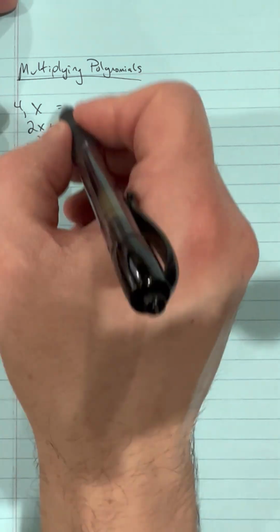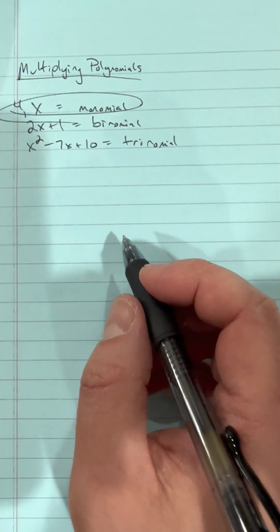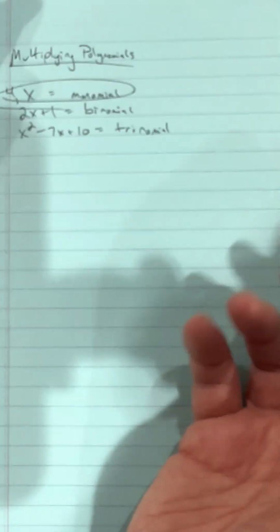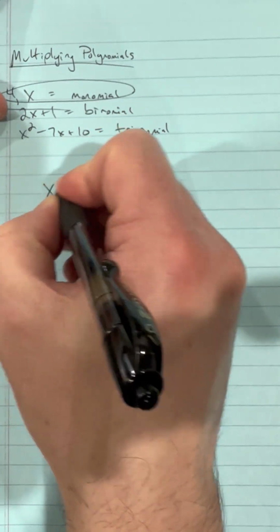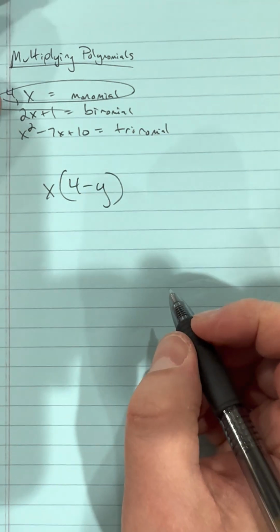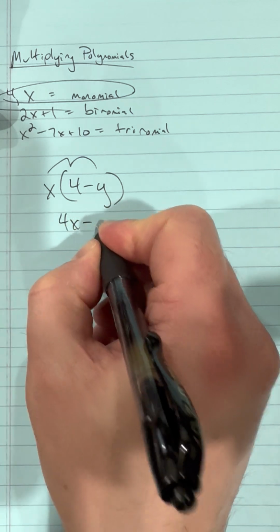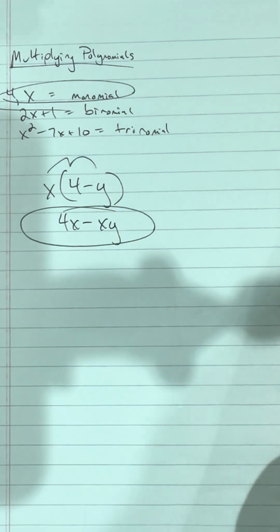Well, again, let's not lose our minds. If I gave you a monomial and I had to distribute it to a binomial, you just distribute. We don't do anything new. So let's say we had x times the quantity 4 minus y. You just distribute the x to both terms, so this would be 4x minus xy. Final answer, I can't combine.